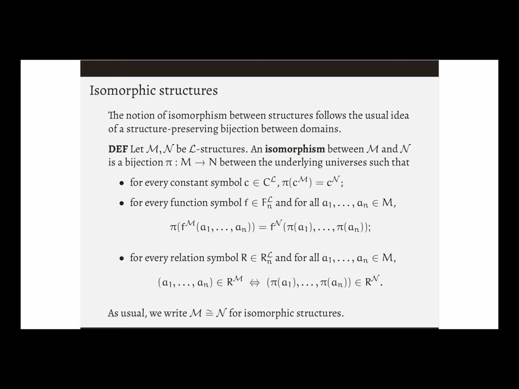So finally, for every relation symbol, so n-ary relation symbol R, and all elements a1 up to an from M, the relation holds for these a_i in M, in the interpretation of R in M, if and only if their images hold for the interpretation of the relation symbol R in N. And as usual, we use this symbol here to denote isomorphism.